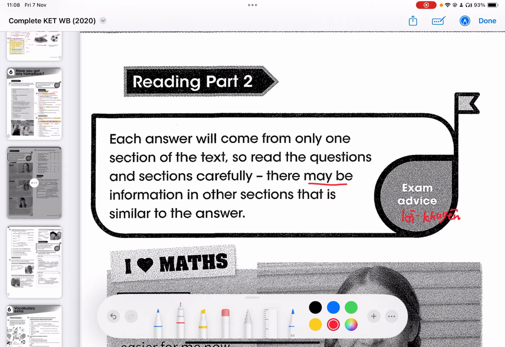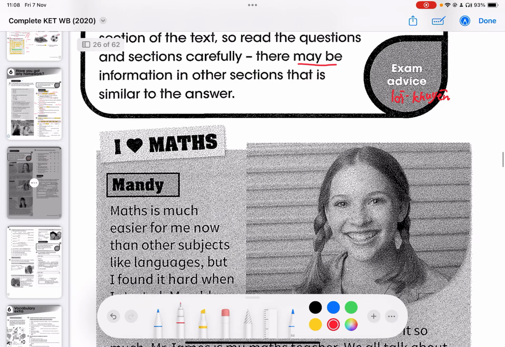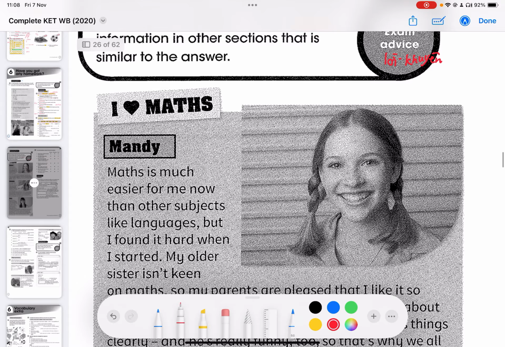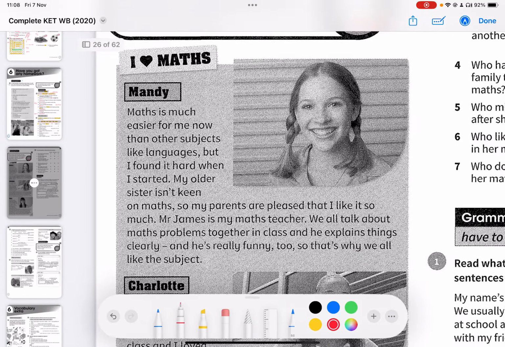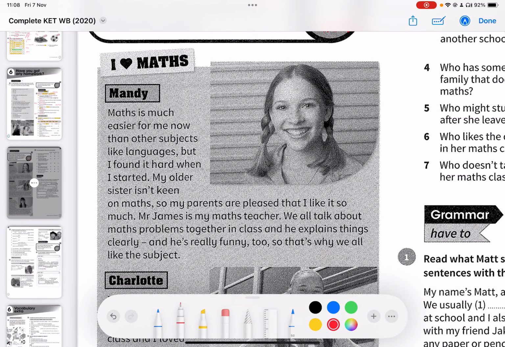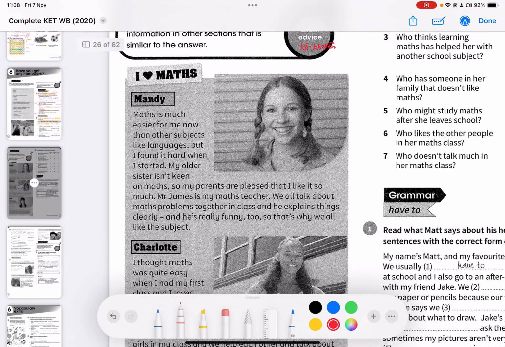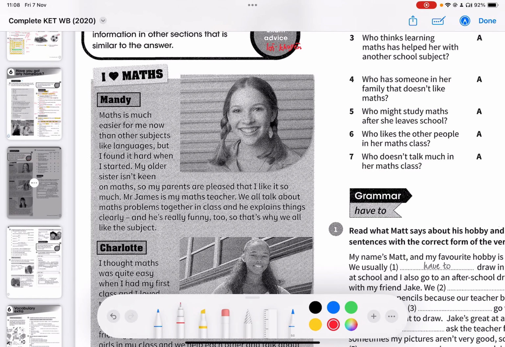Okay, we did this before. So first, because this is homework, I'm just going to read all the text. Okay, so I'm going to show you how to do this as in the test. First we're going to look at all the sections.